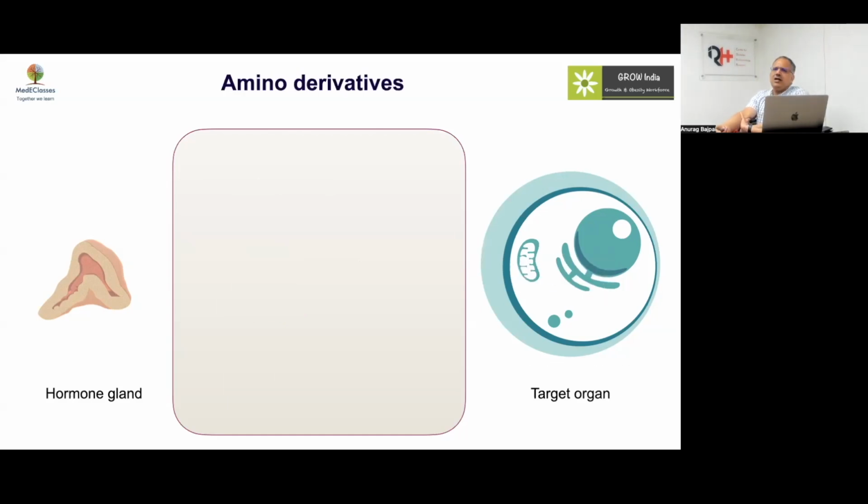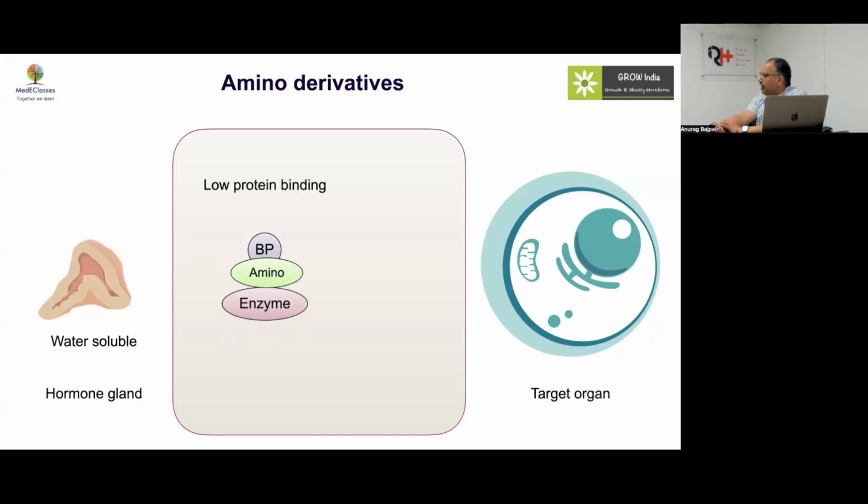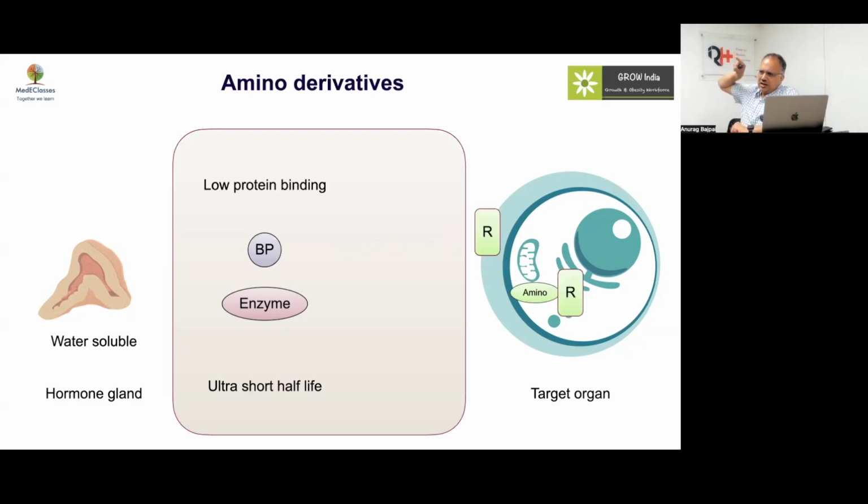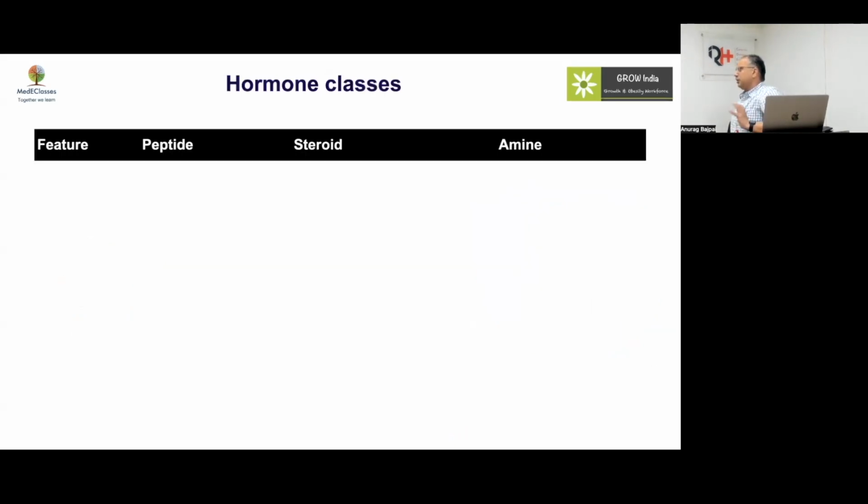The amino derivatives like catecholamines are intermediate. They are water soluble. They don't have a binding protein basically. They have a low protein binding, but they have an extremely short half-life. So you don't want your epinephrine to be there for hours. You want it to be killed immediately. They have an ultra short half-life, and they have effects both on the cyclic AMP receptor as well as, for the thyroid, a nuclear receptor. We'll talk about that much later.